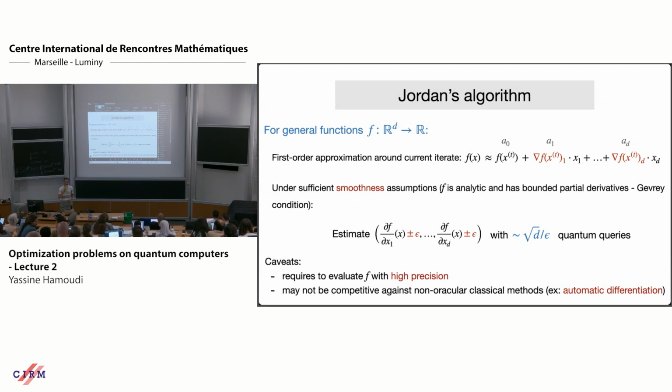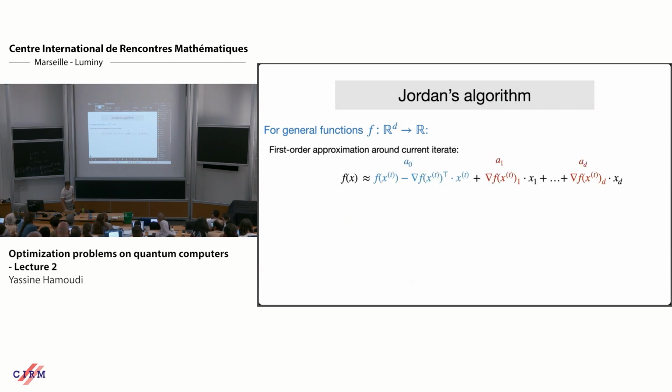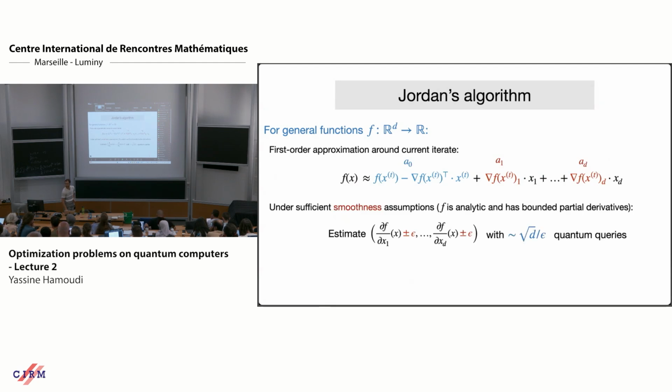Any other question? Okay. There is a question online, which is: why don't they use Jordan's algorithm to compute the gradients instead of using classical algorithms? So here what we propose is to use Jordan's algorithm instead of the classical method. So I don't really understand the question.